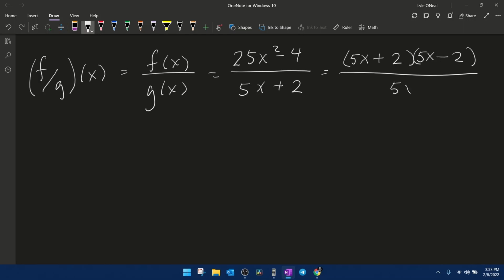So now that that's factored correctly in the numerator, we can see that we do have a common factor that will reduce. And my final answer, simplified completely, is simply 5x minus 2. That is the answer for f divided by g of x.